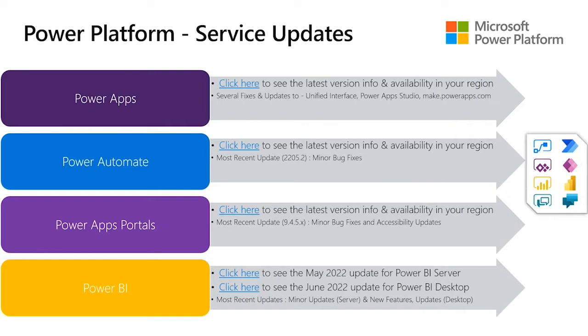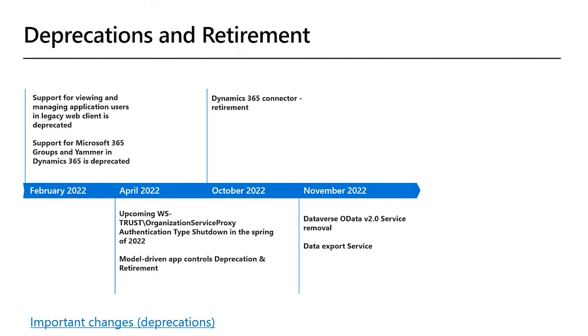On the Power Apps side, this covers different things like the unified interface, the Power Apps Studio, and the Maker portal. On Power Automate, there are different versions here that may be in your environment as well. And then the same thing on the Power Apps portals, and then Power BI. There are updates on the Power BI side as well. If you are using Power BI Desktop, then you would need to update that yourself. But otherwise, those updates are available to you, and you can check out more details on each one of those links.